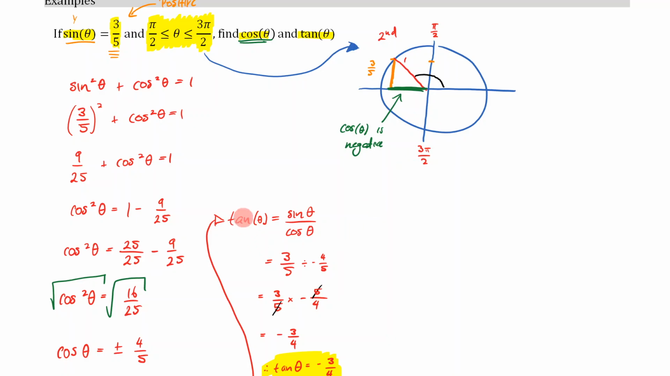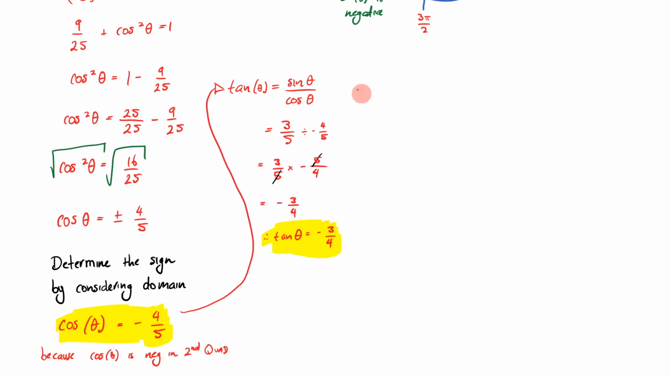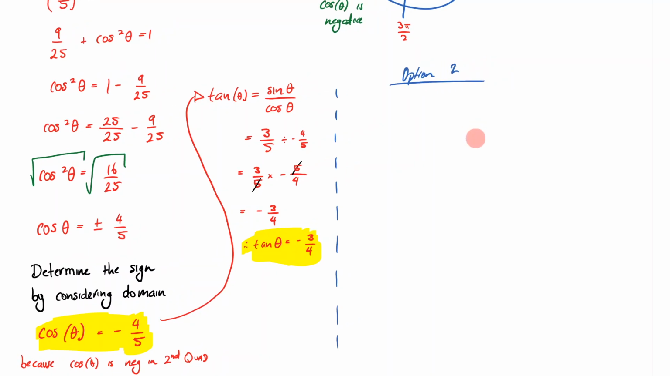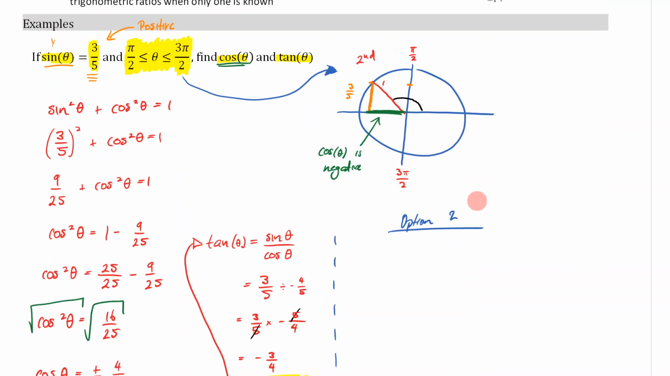Before we move on from this question, I actually want to show you another way of approaching it. And you might even find you like this way more than what we just went through. So let's divide this up and go option 2. This is another way of approaching this question, and it's really thinking about triangles more so than the first one.